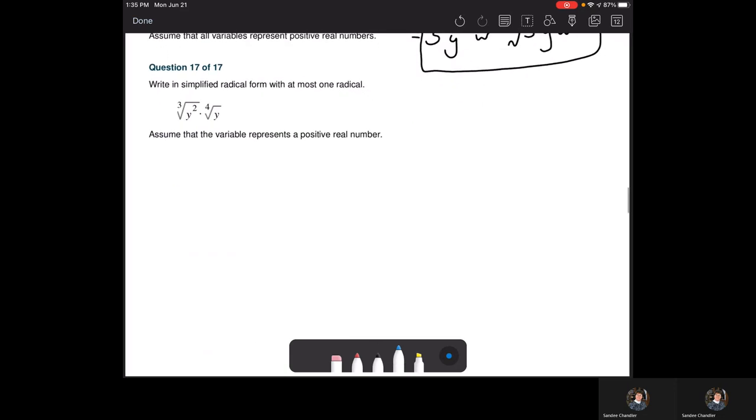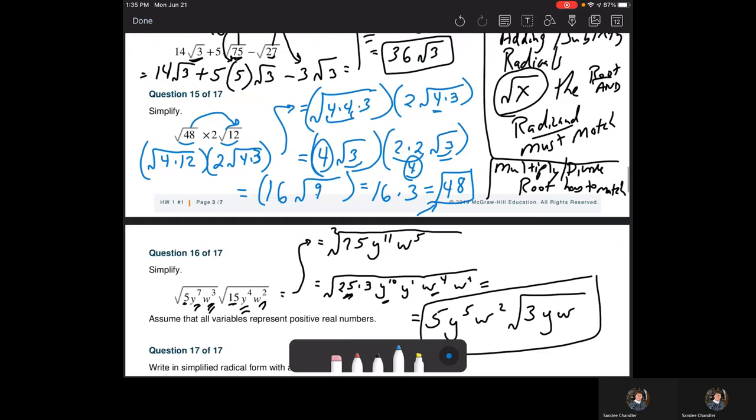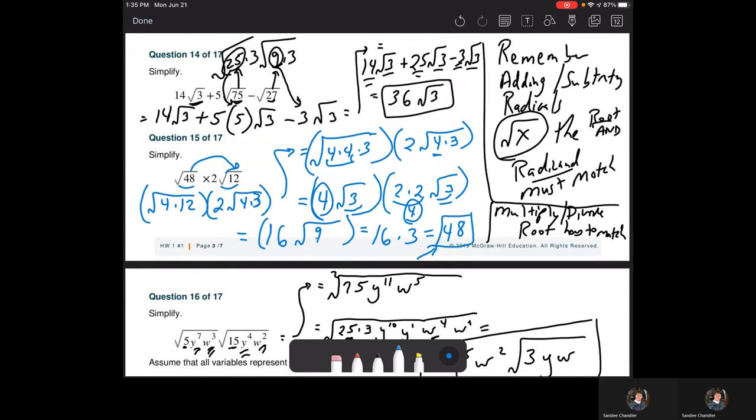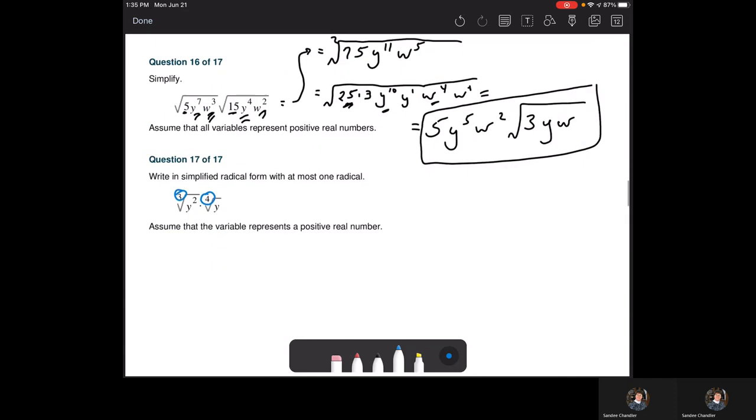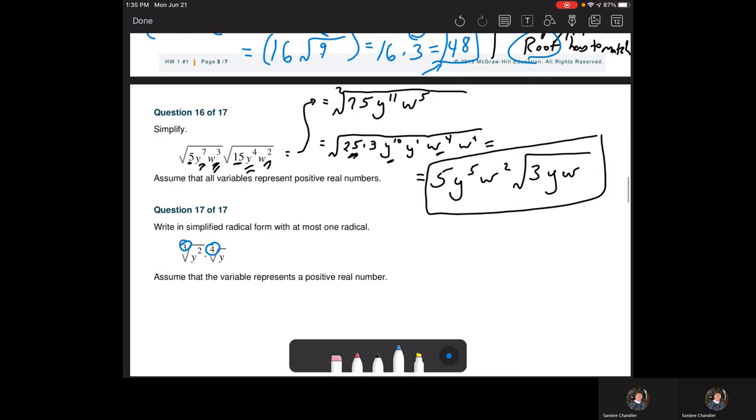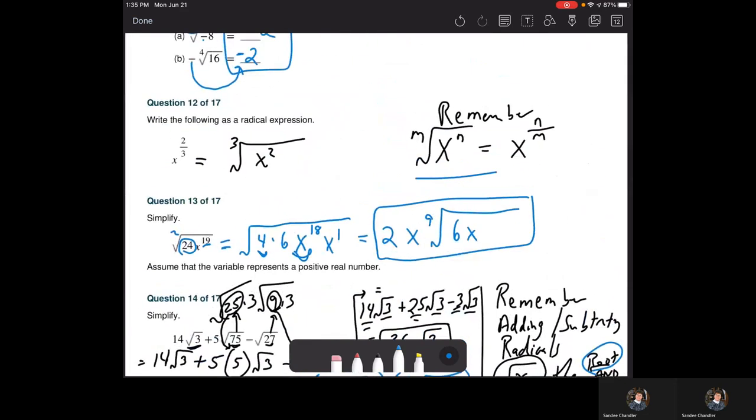Last but not least, one more radical. Notice they have different roots. If you remember, our rule was if you add and subtract them, they must have the same root. And if you're multiplying and dividing, they must have the same root. These don't. What do we do? Well, we go back to the other thing we learned. We turn it into a fractional exponent.